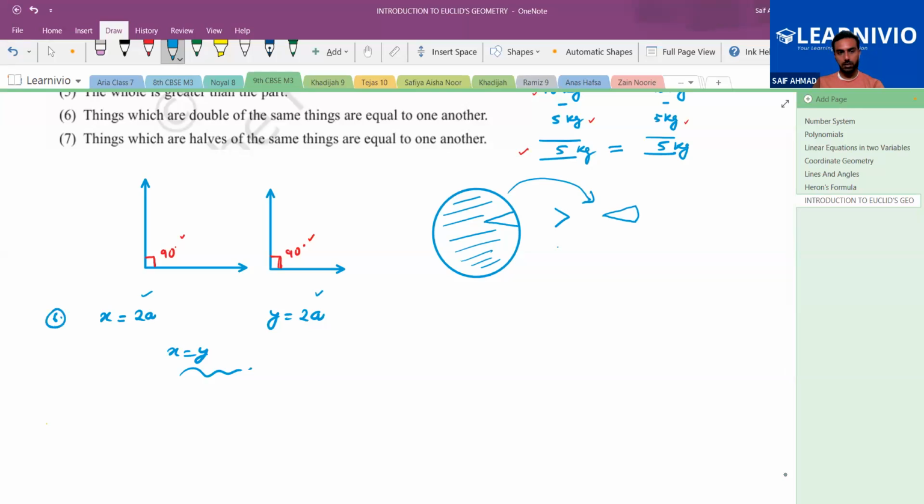This is the sixth axiom. And seventh is things which are halves of the same thing. For example, x is equal to a by 2 and y is also equal to a by 2, and x will be equal to y. Write it down.